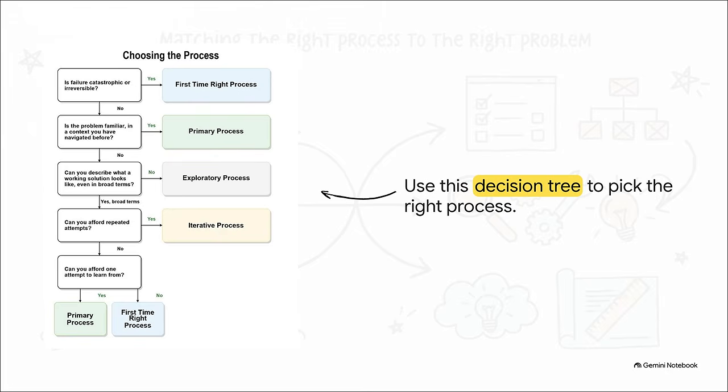If yes, use the primary process. If no, ask, can I clearly describe what a working solution even looks like? If you have no idea, you're bushwhacking. You need the exploratory process. But if you do know broadly what you want, ask if you can afford repeated, cheap attempts. If yes, that's your iterative process. The shape of your problem dictates the process. Understand the problem first, and this decision tree will literally hand you the exact tool you need.